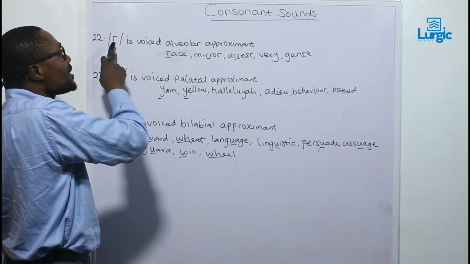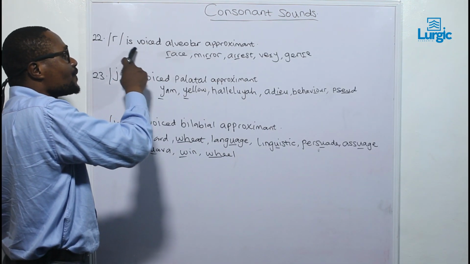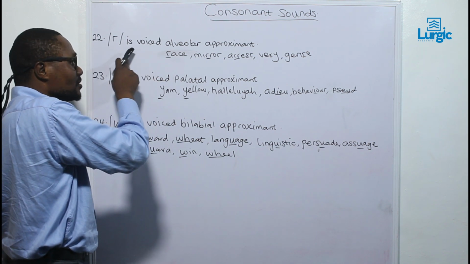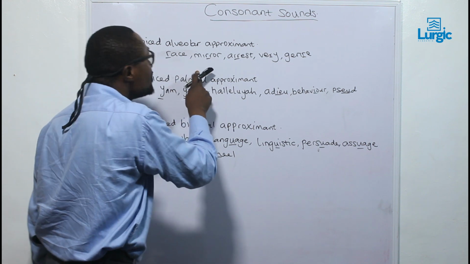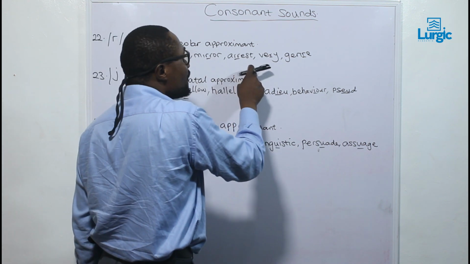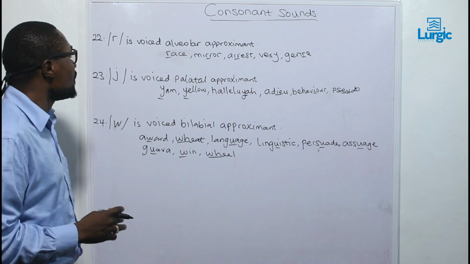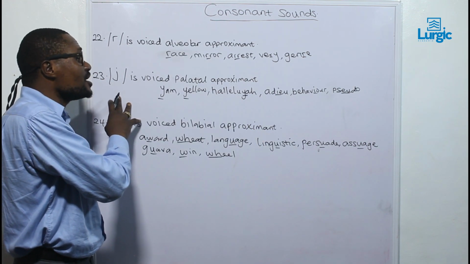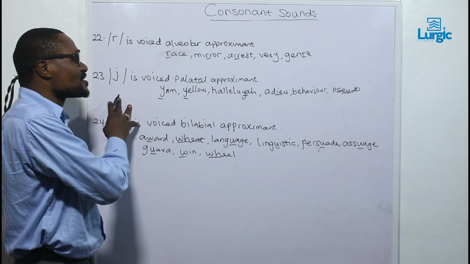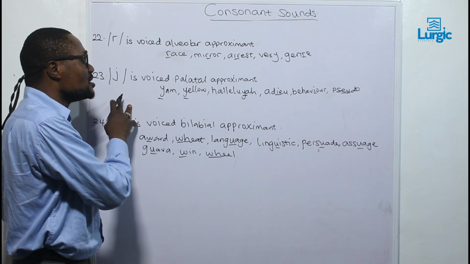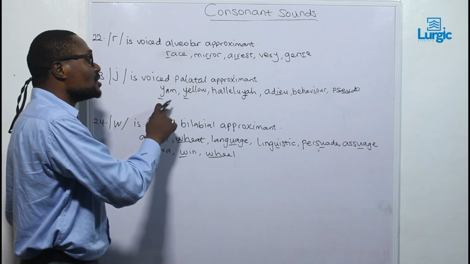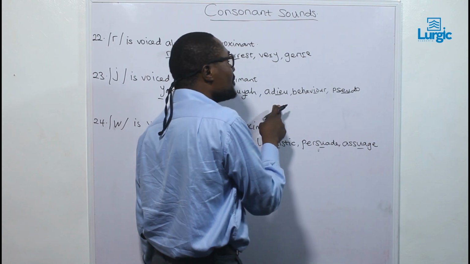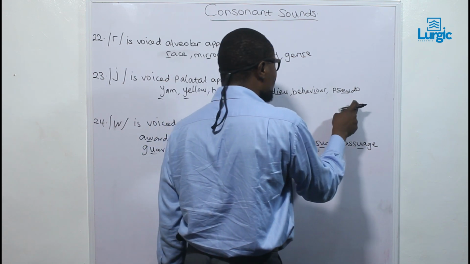Followed by r, which is also referred to as a voiced alveolar approximant. So we have race, mirror, arrest, vary, genre, followed by y, which is a semi-vowel and is also referred to as a voiced palatal approximant, such as in jam, yellow, hallelujah, adieu, behavior, pseudo.